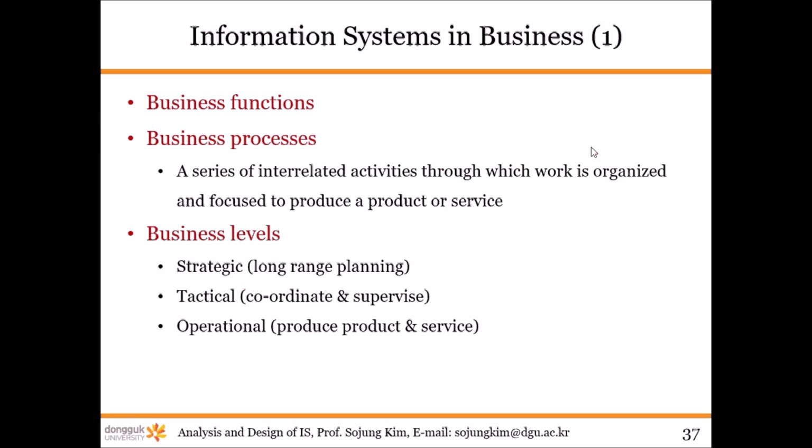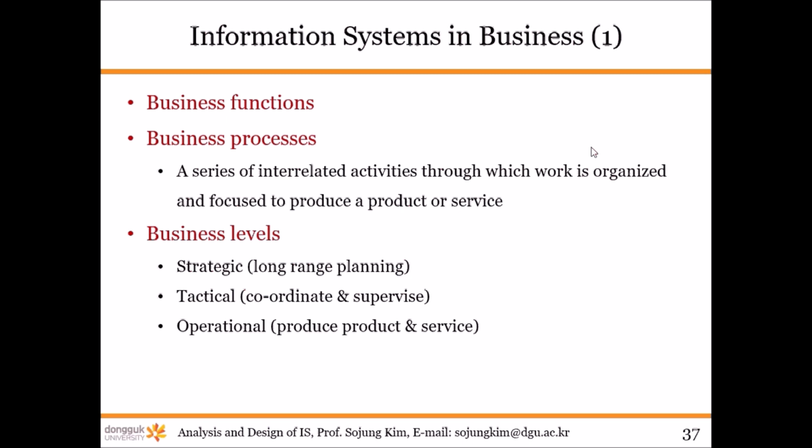All right, so information systems in business. Let's talk about this. We mentioned the business functions, right? And then a business process is a series of interrelated activities through which work is organized and focused to produce a product or service. And business levels usually have three different levels: strategic, tactical, operational. You know the differences, right?